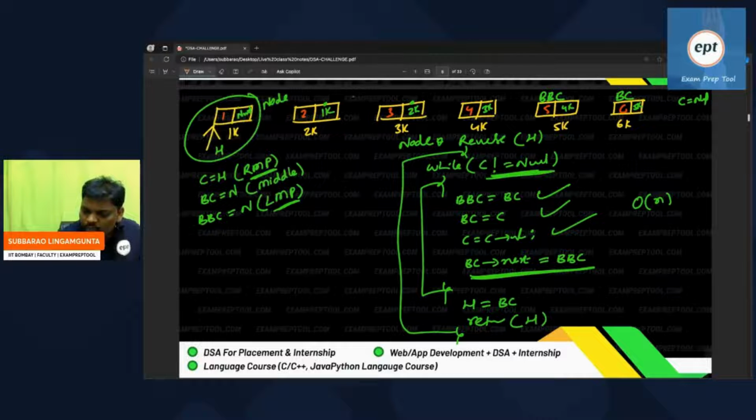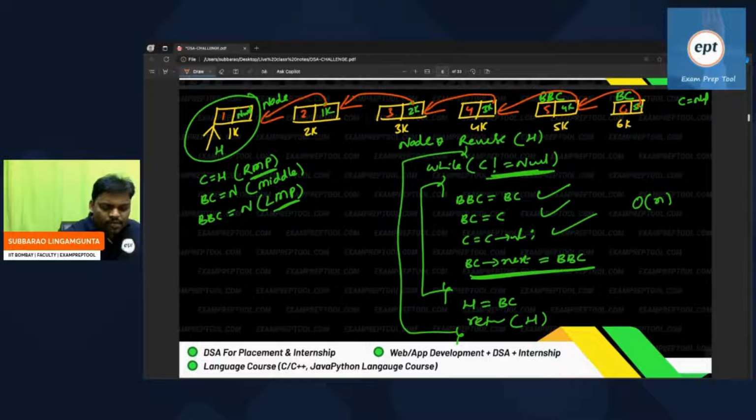Third one, instead of going to fourth one, you will go to second one. This is called reverse. Fourth one, instead of going to fifth one, you will go to third one. Fifth one, instead of going to sixth one, you will go to fourth one. Sixth one, instead of going to seventh one, you will go to fifth one. Second one, instead of going to third one, you will go to first one. First one, instead of going to second one, you will go to previous, no one. So null.